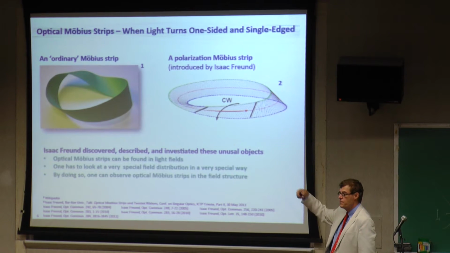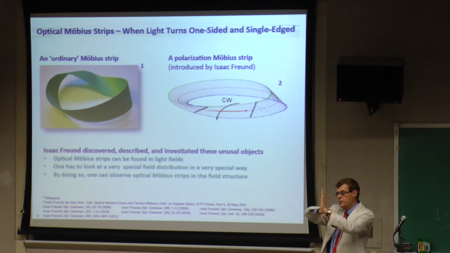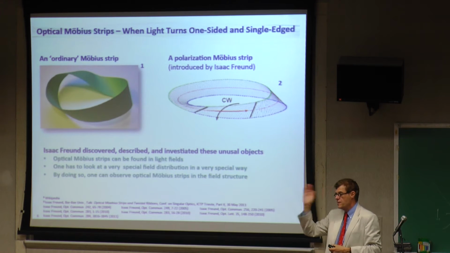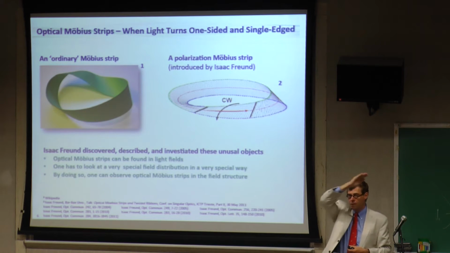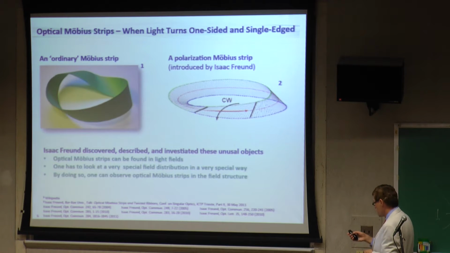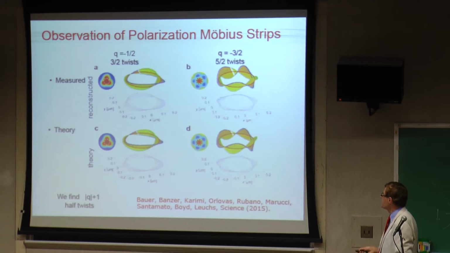Of course, there's nothing physical here. You don't have to worry about them interfering destructively. It's a mathematical concept. It's the major axis of the polarization ellipse that becomes inverted when you make one loop around the axis. So what did Isaac Freund say? That optical Möbius strips can be found in light fields, but one has to find a very special field distribution and then measure it in a very precise way.